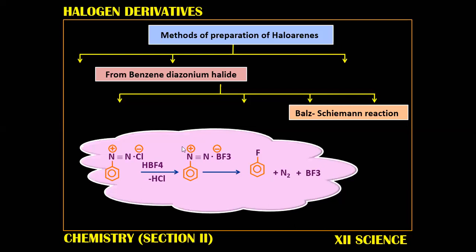I'll repeat this whole thing. When benzene diazonium chloride reacts with fluoroboric acid, just remove HCl. And here N2BF4, instead of 3, make it 4. On the second arrow, put a triangle, heat. We get fluorobenzene, nitrogen and BF3. This is BF3, okay?